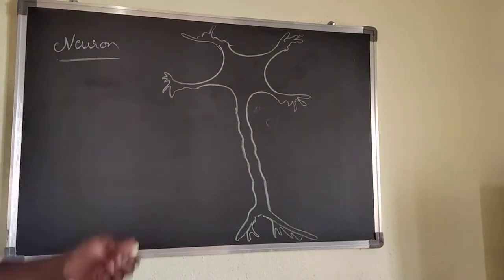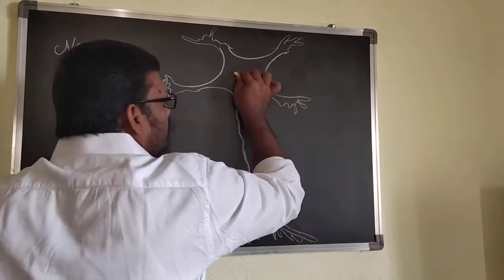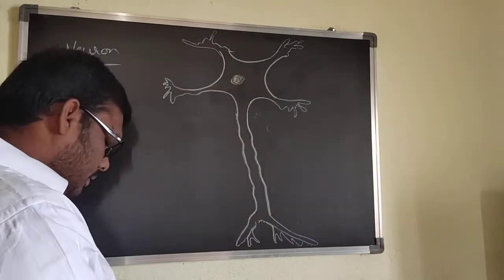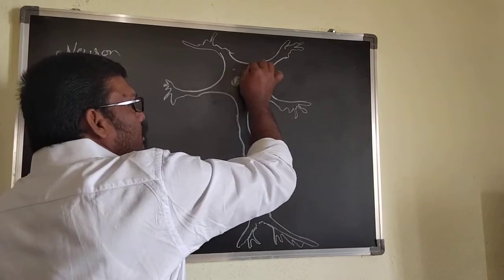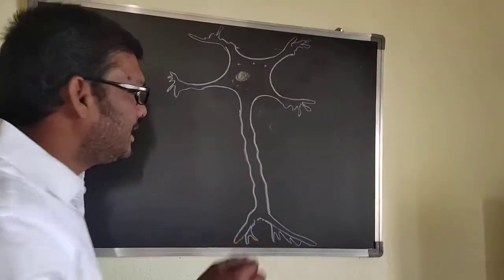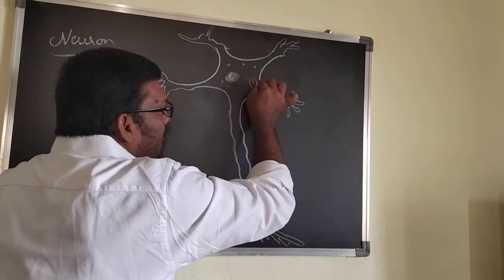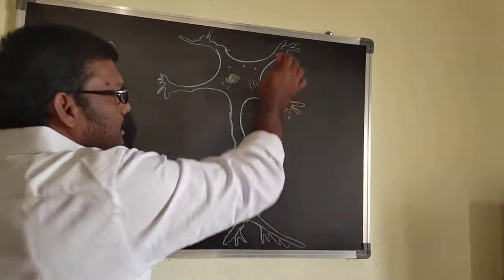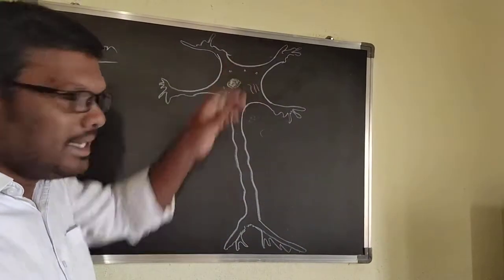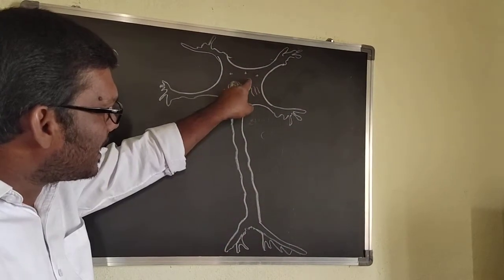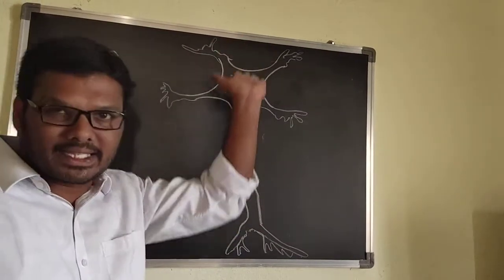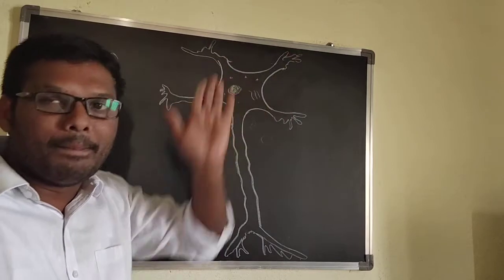See, this one is the nucleus, Nissl bodies, I already said, neurofibrils. This one is the dendrites. Now, dendrites arise from the cell body, that is the cyton, and it is a branched one.